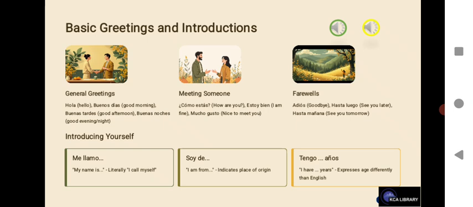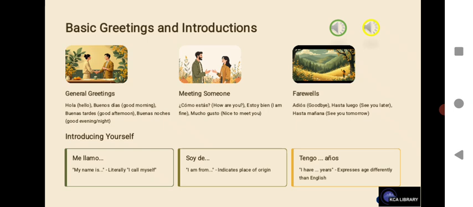Common greetings in Spanish include: hola, hello. Buenos días, good morning. Buenas tardes, good afternoon. Buenas noches, good evening/night. To ask and respond about well-being: ¿Cómo estás? How are you? Estoy bien, I am fine.